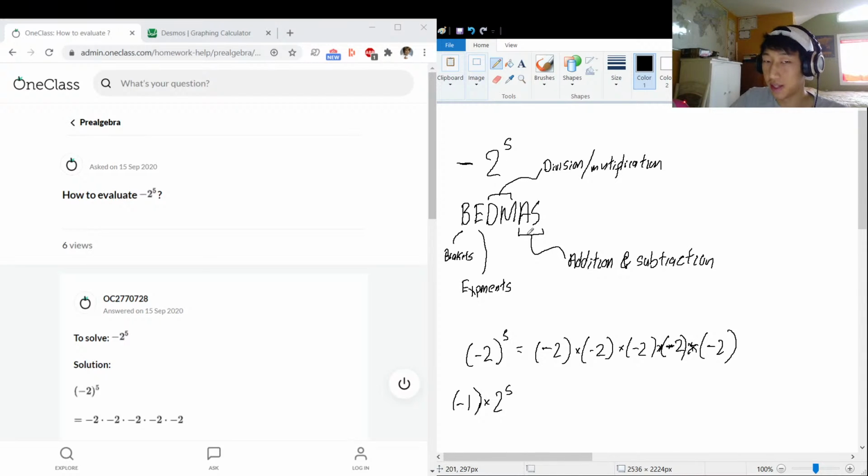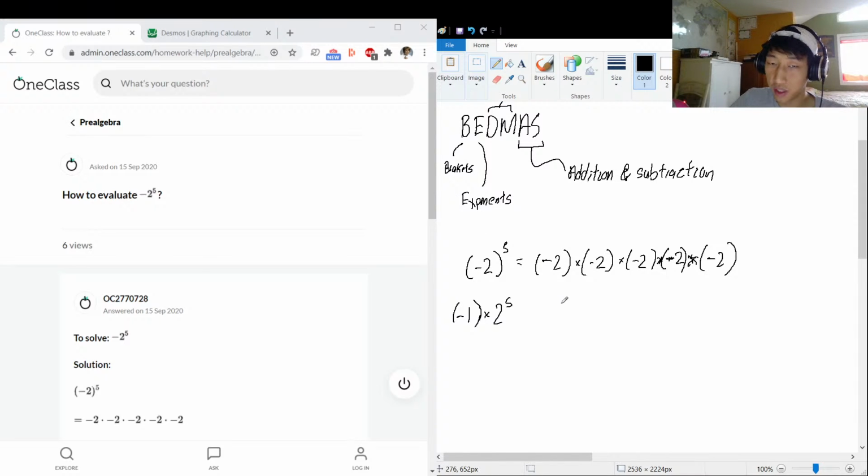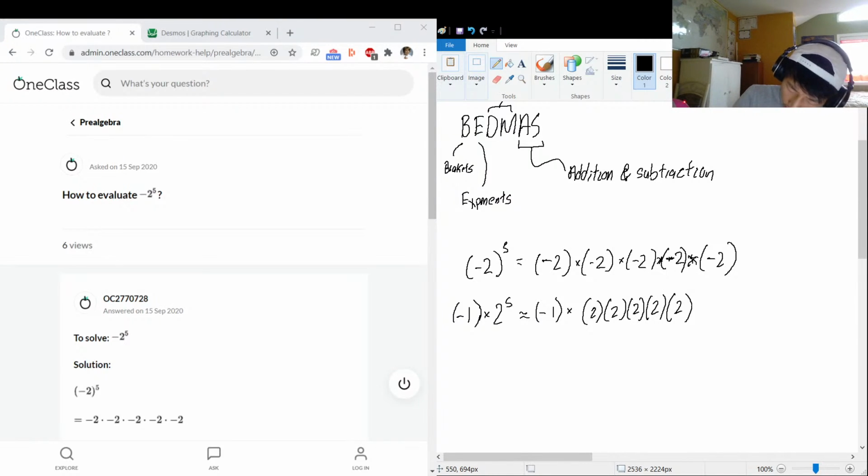What that means is that since we look at BEDMAS, exponents have to happen before you do the multiplication of the -1. So this is really -1 times +2 times +2 times +2 times +2 times +2, 2 to the power of 5. Pull out the calculator for that. I'm pretty sure it's 32. Would you look at that? I knew it.